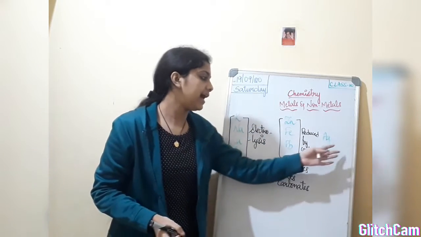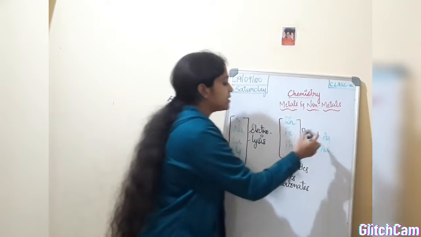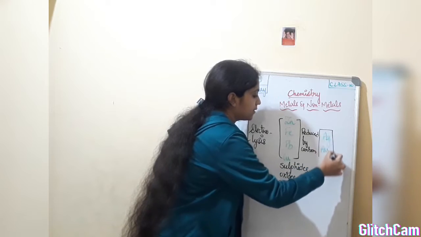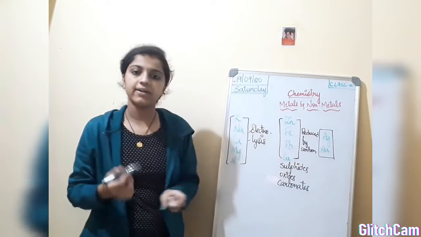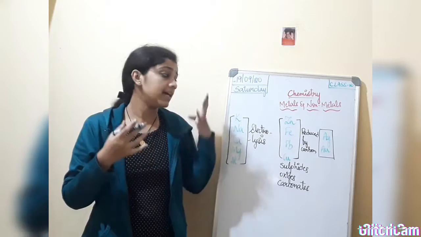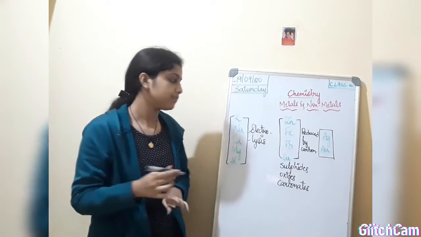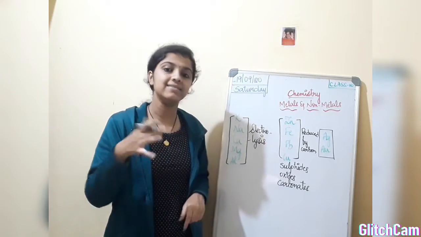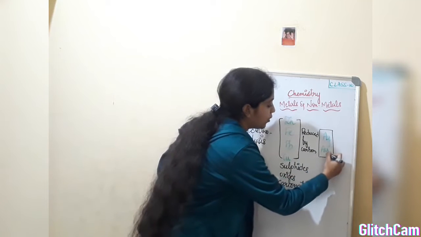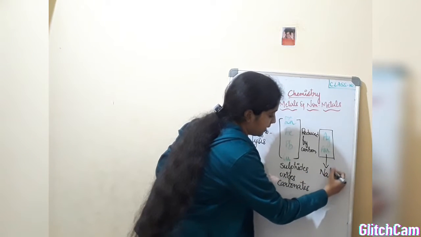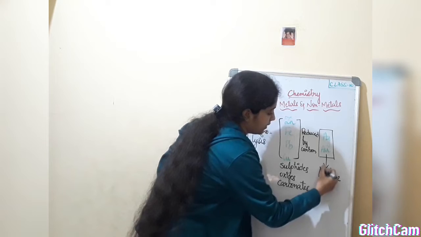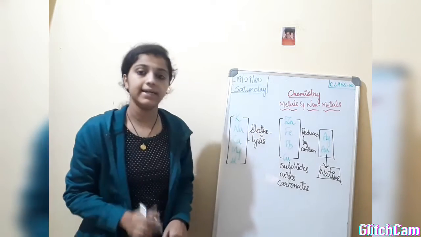Next we have silver and gold. Silver and gold are the least reactive metals, the most unreactive. So silver and gold are found in their native state when they are found in the Earth's crust.